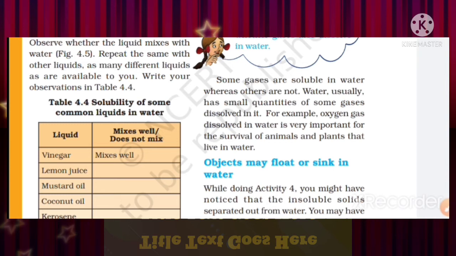Water usually has small quantities of some gases dissolved in it. For example, oxygen gas dissolved in water is very important for the survival of animals and plants that live in water. See, some of the gases also dissolve in water. You know, we inhale the oxygen from the air. But what about the water animals? They inhale the oxygen from the water only, which is dissolved in water. Oxygen.